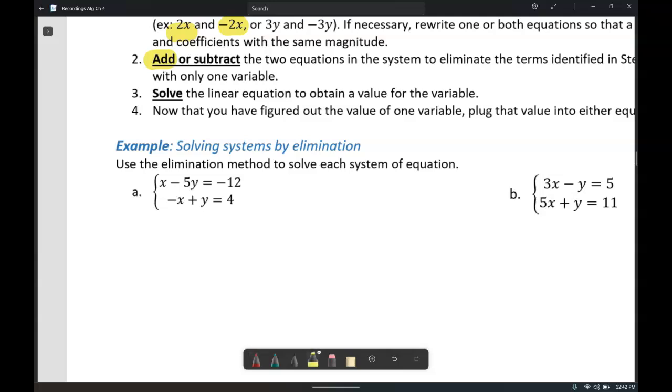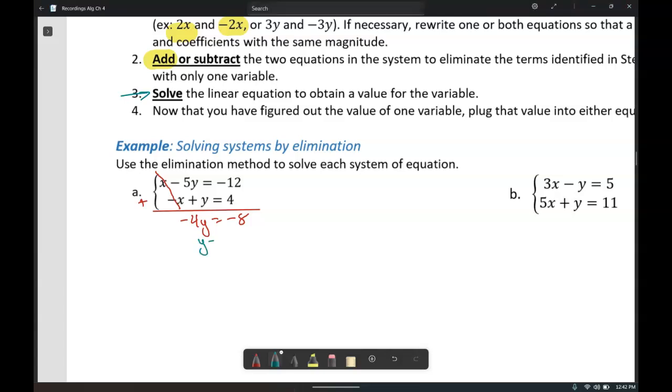So let's look at a first example, and we first want to identify, do we have a matching pair of opposite coefficients? Well, if I look at my x terms, I see that one is a positive x and the other one is a negative x. Those are already opposites. So I can go ahead and start by just adding these two equations together. Well, if I take x plus negative x, I end up with nothing. But if I take negative 5y and I add y, I end up with negative 4y. And if I take negative 12 and I add 4, I get negative 8.